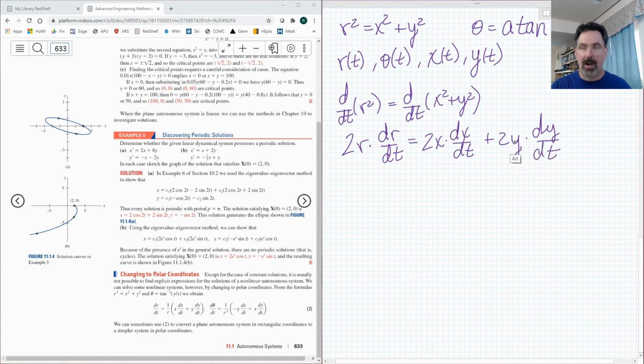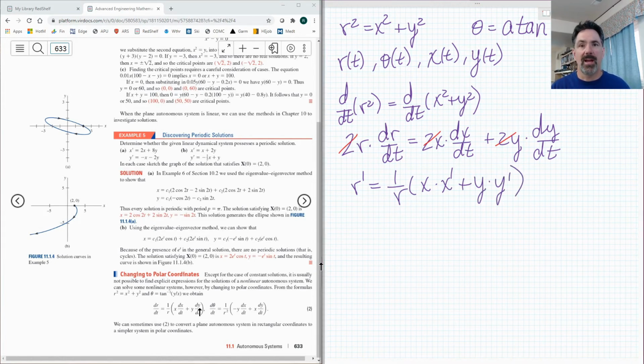We can factor out the 2's, and we can divide both sides by r, and that's going to leave us with r prime is equal to 1 over r times (x times x prime plus y times y prime). And this matches exactly with what we have in equation number 2.